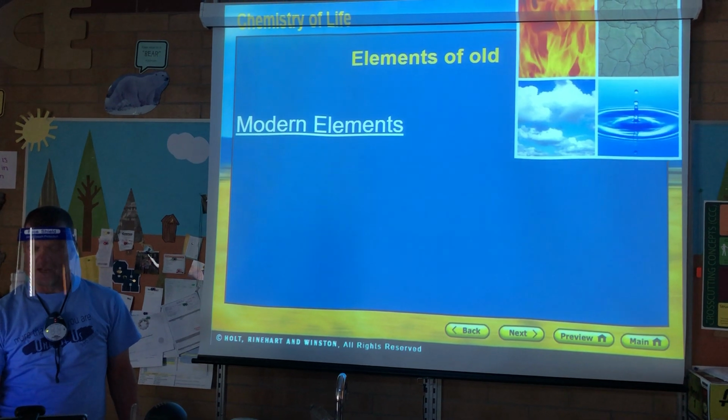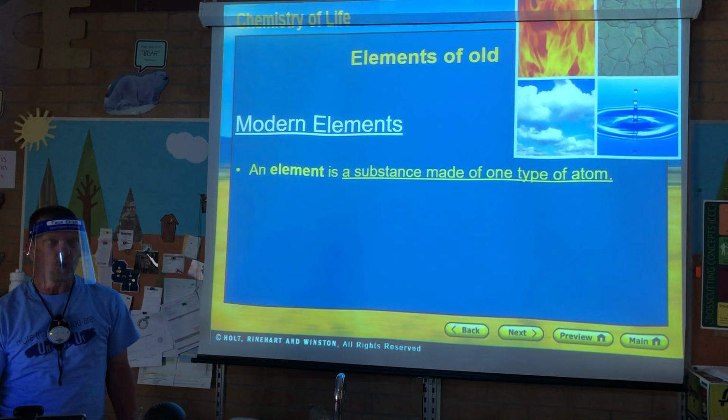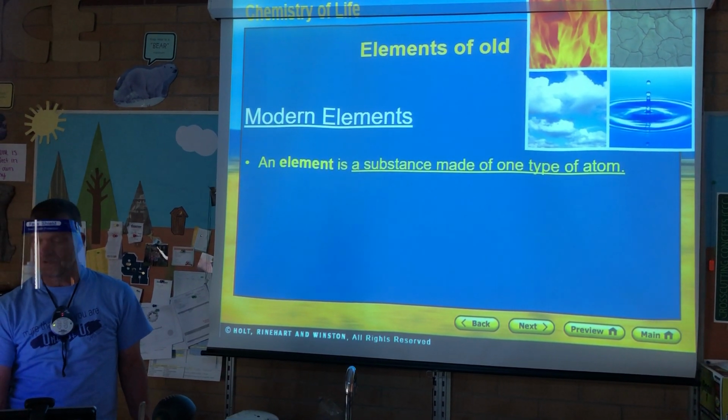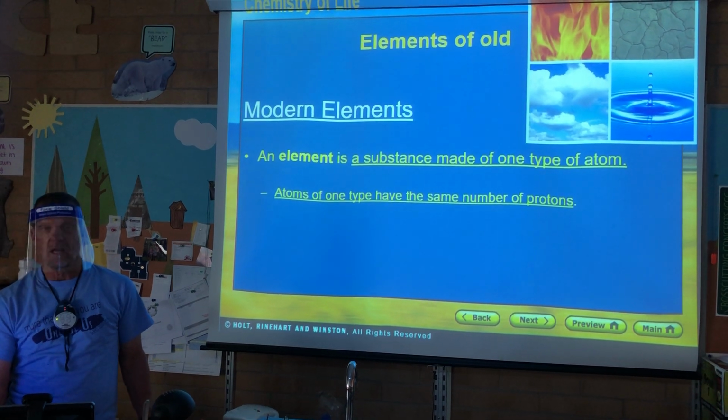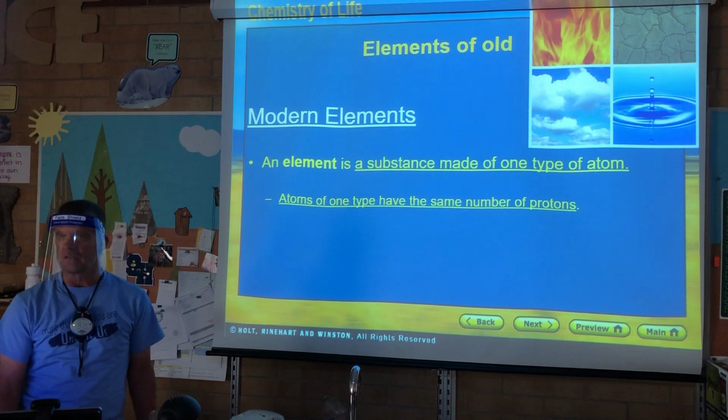But now we have modern elements. In the modern day, we have 92. And elements are basically different kinds of atoms. They're determined as to what kind of element they are by the number of protons.